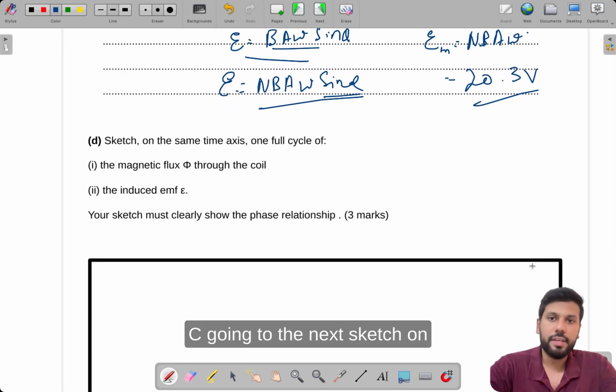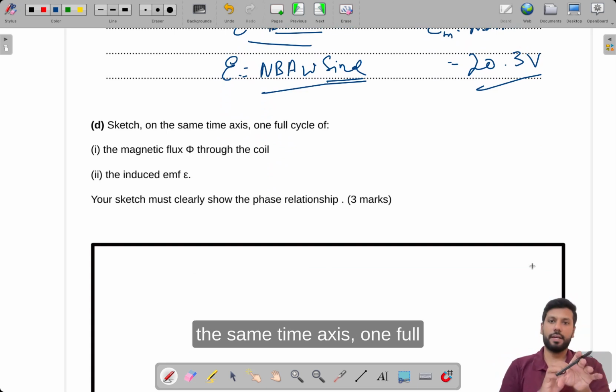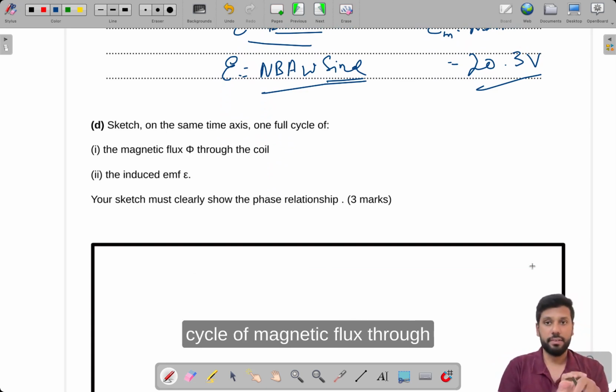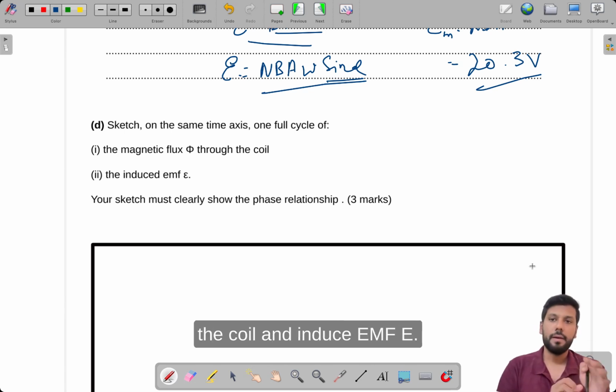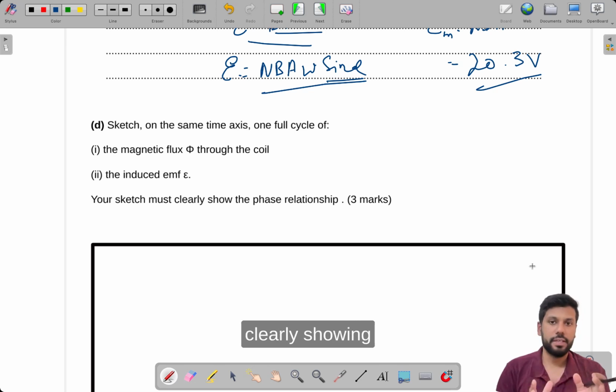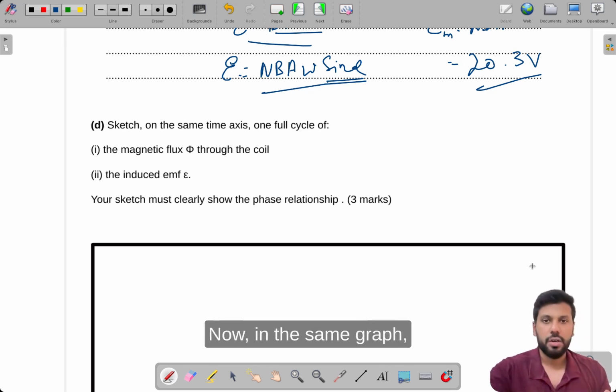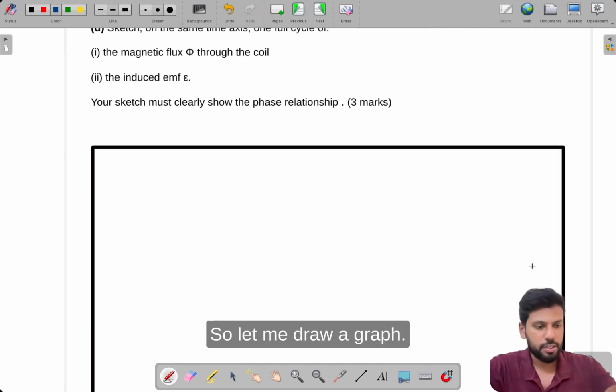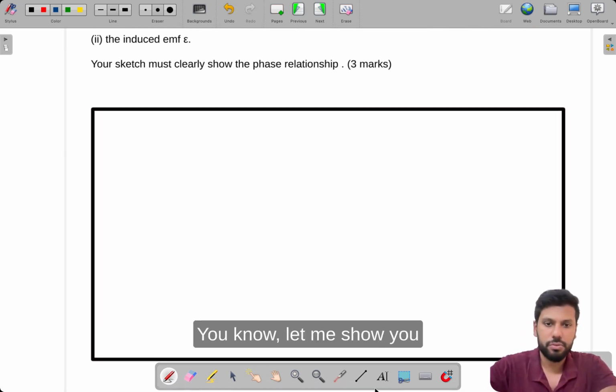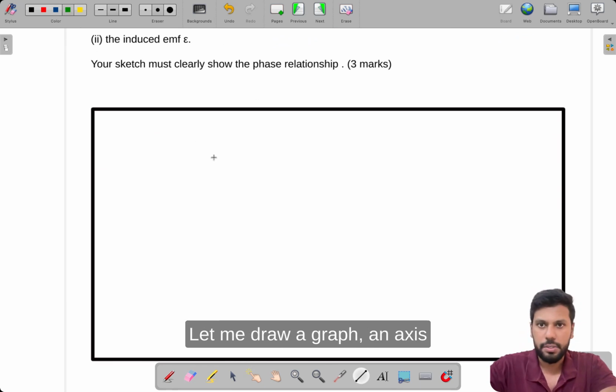Going to the next: sketch on the same time axis one full cycle of magnetic flux through the coil and induced EMF E. The sketch must clearly show the phase relationship. Now in the same graph they're asking me. So let me draw a graph, let me show you how the graph will look.